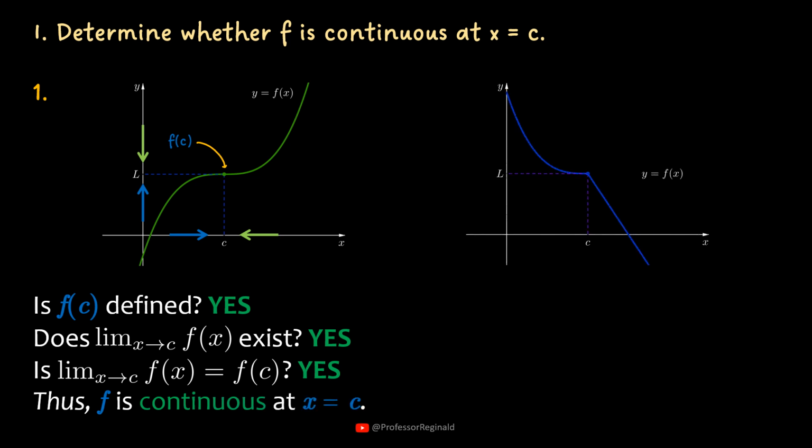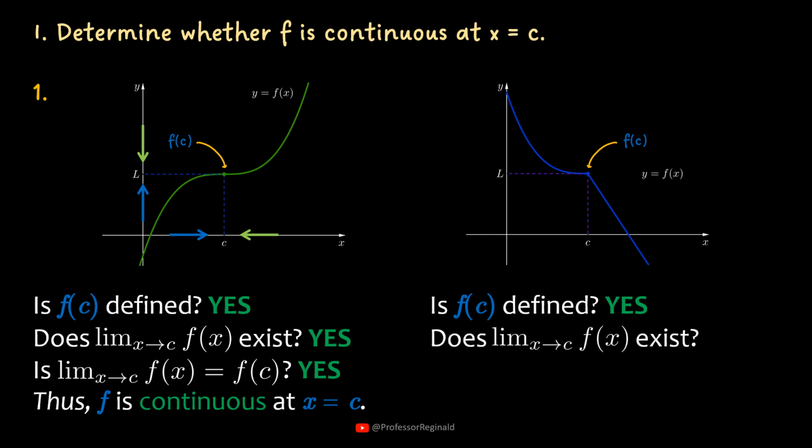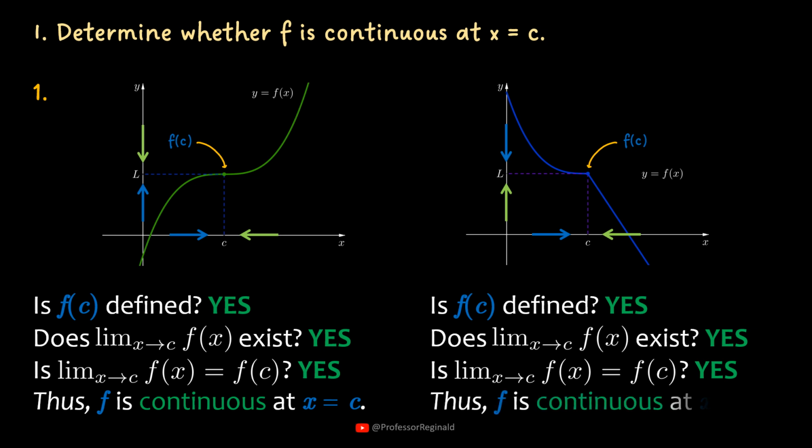Next figure. Is f of c defined? Yes. Does the limit of f of x, as x approaches c, exist? Because the one-sided limits both approach the same number. Yes. Is the limit equal to f of c? Yes. Thus, f is continuous at x equals c.